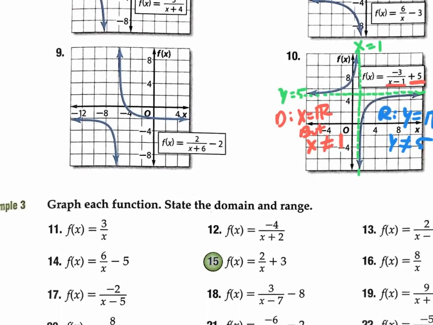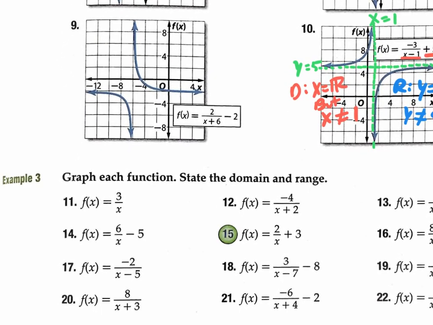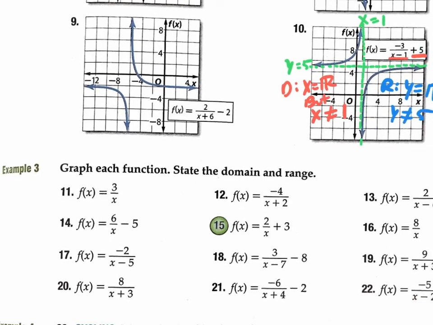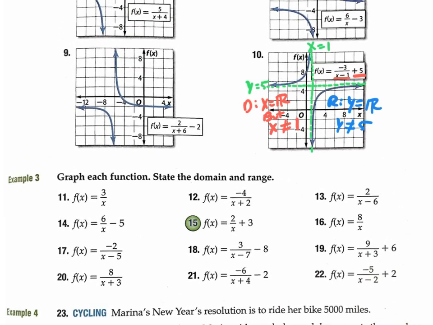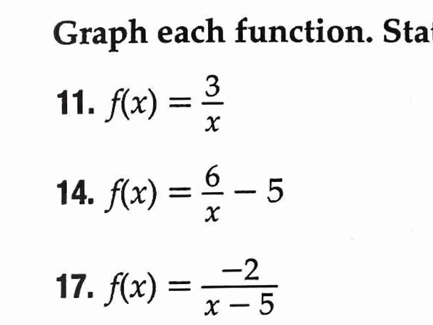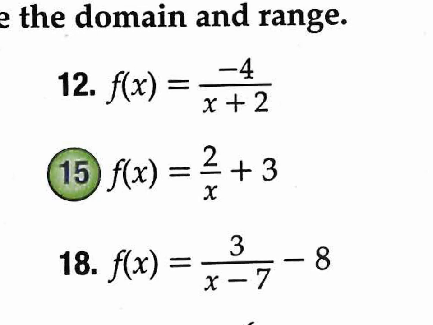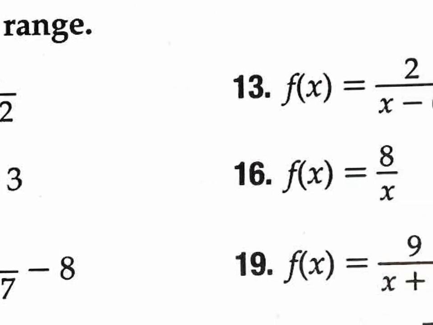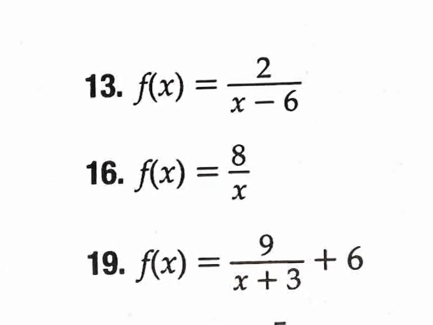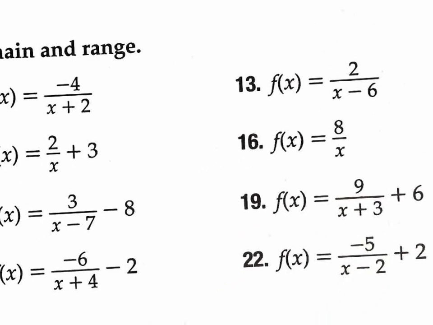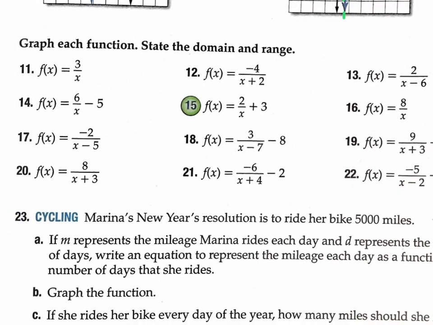And let's also do a rough sketch. Right here it says graph each one, state the domain and range. Let's do a rough sketch of numbers 11, 12, and 13. How's that? Here's 11. Hit pause. There's 12. Hit pause. And there's 13. Hit pause. Okay. So you're going to be doing 11, 12, and 13.